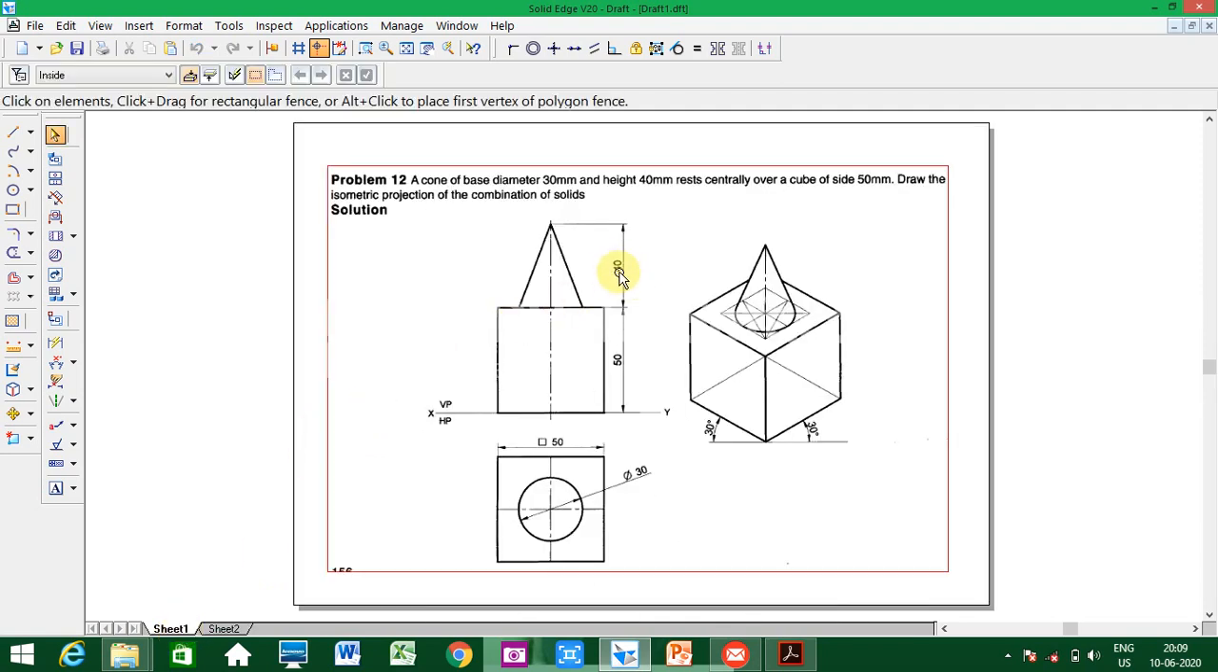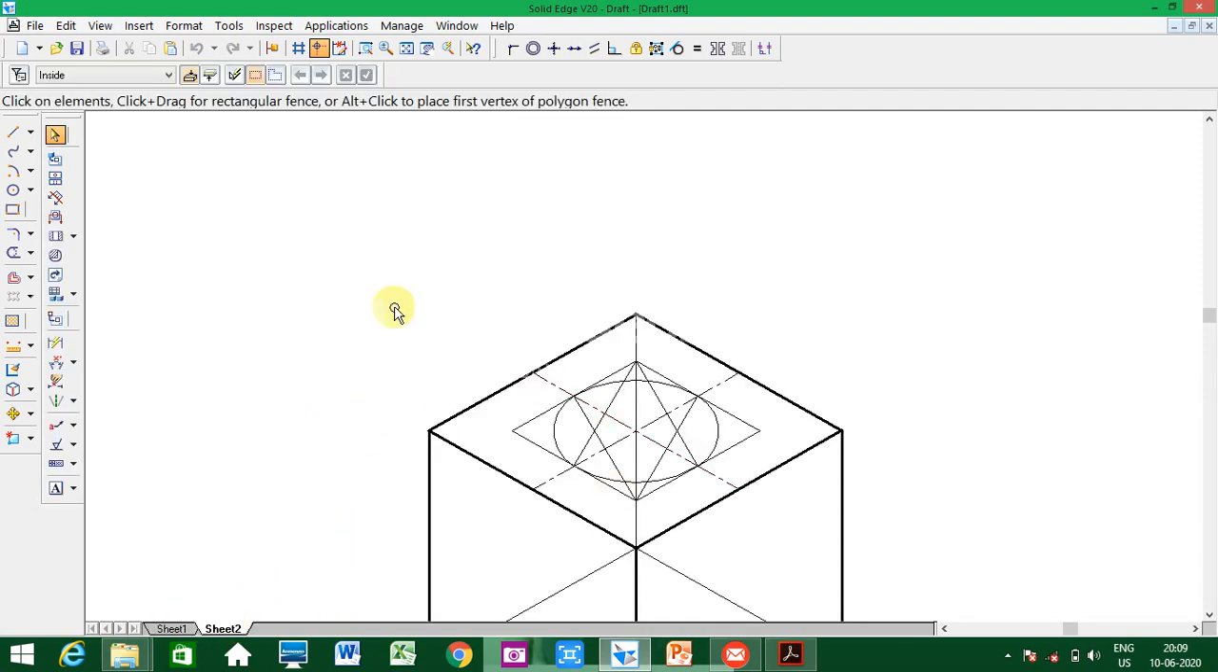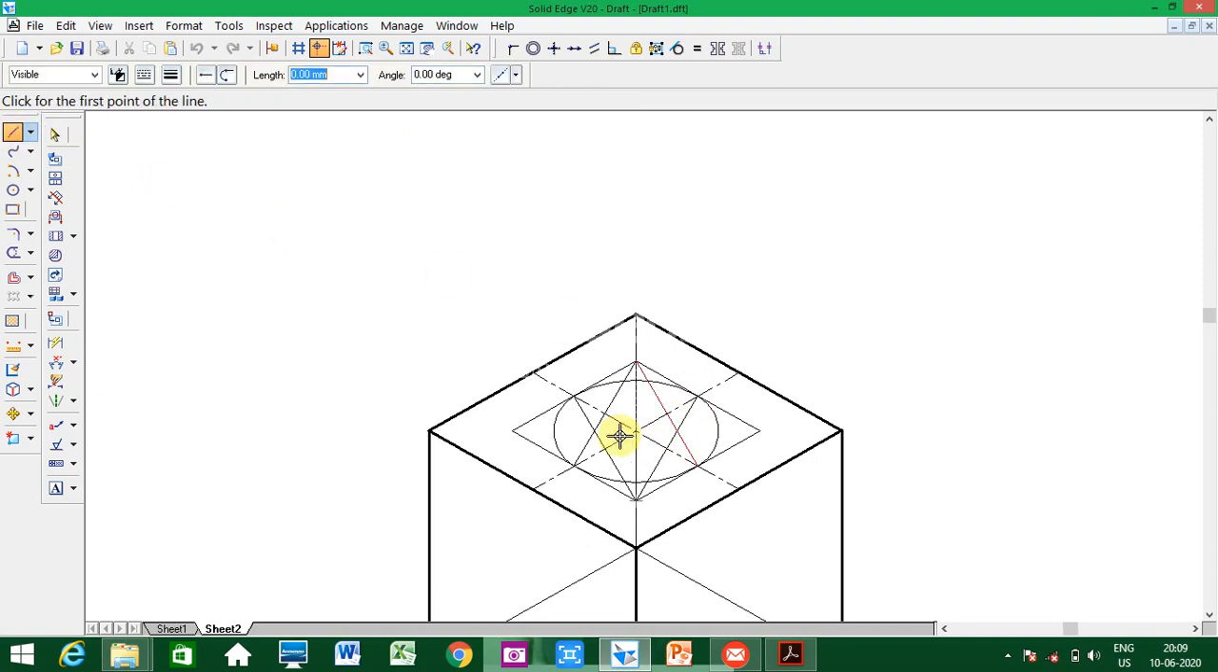Now I'll draw the center line from the center, taking a height of 40. So this is the height. Once you look at the height, this becomes the apex. Then I'll go to the line command again. I'll use a thick line because I am drawing the outline now, from this corner to this position.